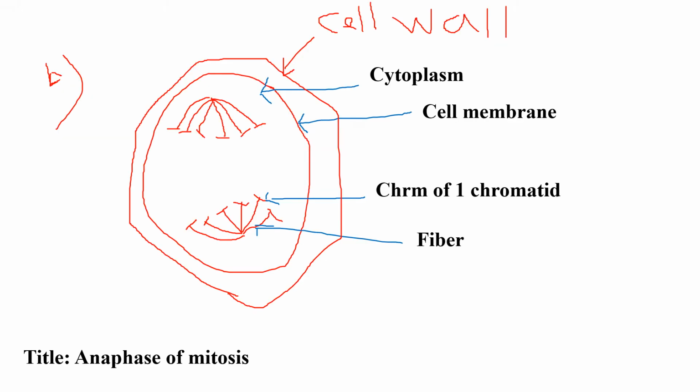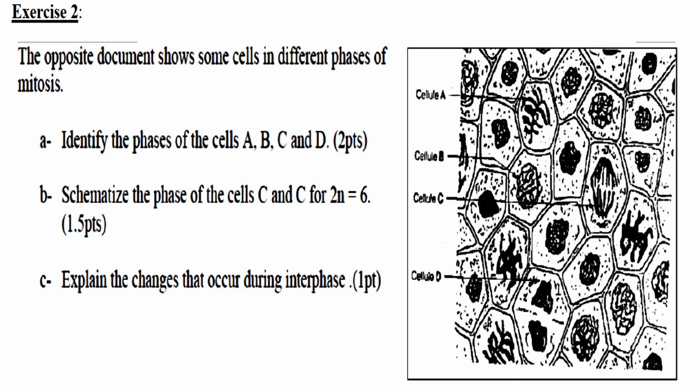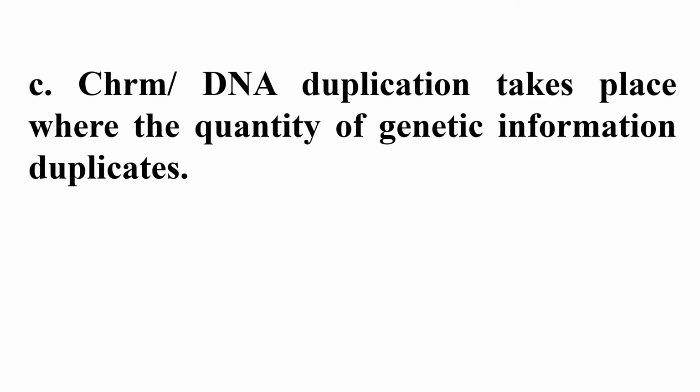The drawing will look like this. We draw it certainly with labeling of the cell wall, cytoplasm, cell membrane, the fibers and the chromosome of one chromatid, in addition to the title. Part C, explain the changes that occur during interphase. I know that in interphase the chromosomes pass from a state of having one chromatid until they have two chromatids. I call it chromosome duplication. I can say DNA replication. So the quantity of genetic information will double, okay? Increase to double.